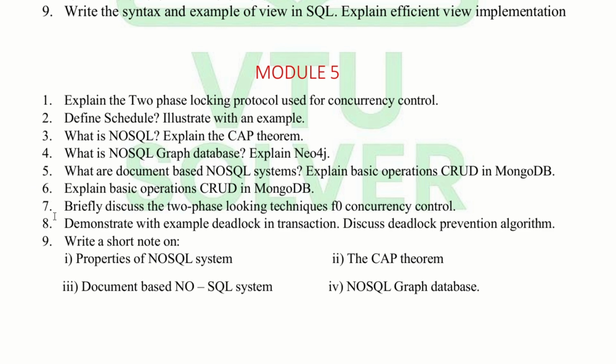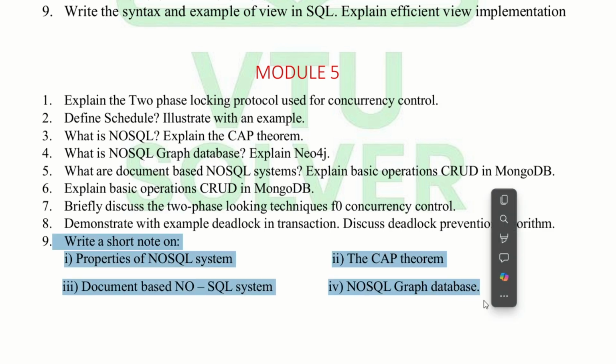Okay. Seventh question: Briefly discuss the two-phase locking technique for concurrency control. Eighth question: Demonstrate with example deadlock in transactions and deadlock prevention algorithms. Ninth question: Write a short note on properties of NoSQL systems, the CAP theorem, and document-based NoSQL systems or NoSQL graph databases. This was one question in a previous year that was asked for 20 marks.